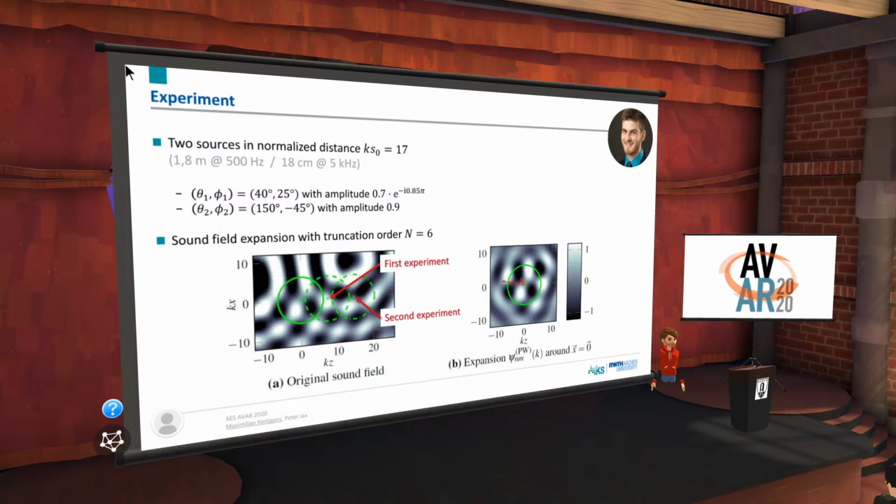Now we are considering two experiments. First, we want to translate to a position where the sweet spots are still overlapping with the original sweet spot. In the second experiment, we are moving further away so that the sweet spots are not overlapping anymore.